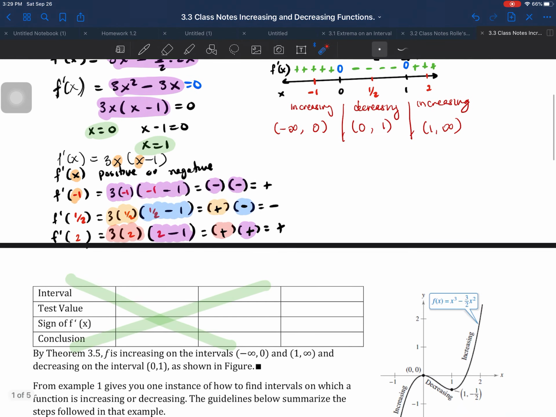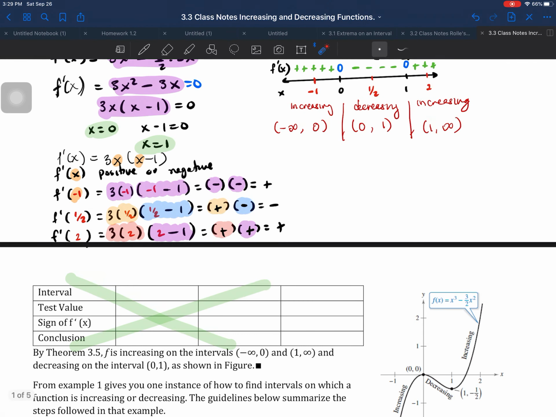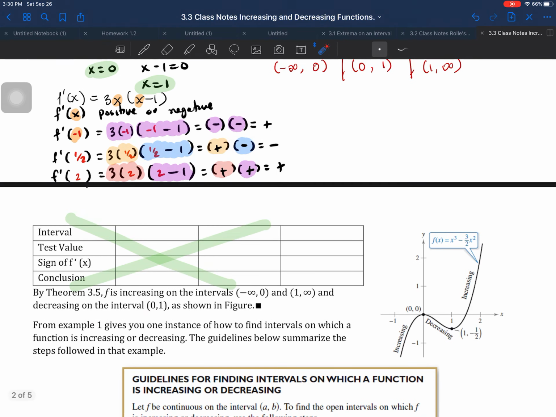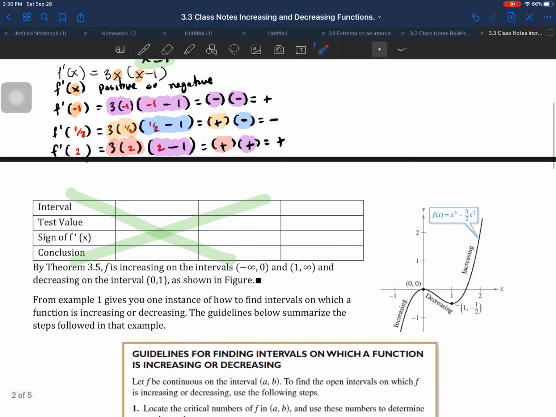And so to write the conclusion of this, we're going to say by theorem 3.5, f is increasing on the intervals negative infinity to 0, and 1 to infinity, and we can observe that it is decreasing on the interval from 0 to 1. As we can see in the figure, it's increasing from negative infinity to 0, right? Then from 0 to 1 it's decreasing, and then from 1 to infinity the function is increasing.